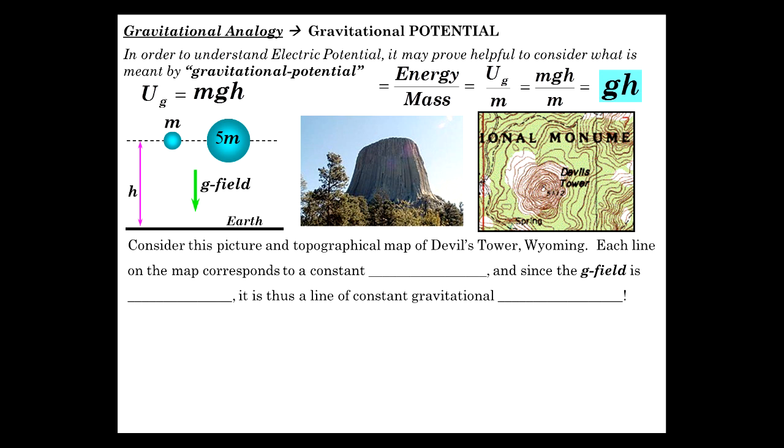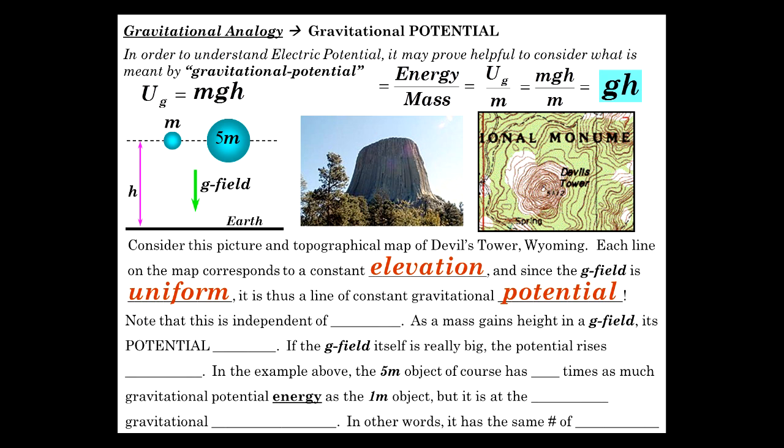And when they're bunched up together real closely, it means the elevation is changing rapidly. So each line is a constant elevation. The G field is essentially constant, so each of the lines represents a line of constant gravitational potential. It's at a certain elevation. All right, but then it needs to have a reference point as well. So typically, it's the Earth's surface. Now, it's independent of the mass, this thing called potential. The mass doesn't even show up there, obviously, because it's mgh over m. So it's just the gh.